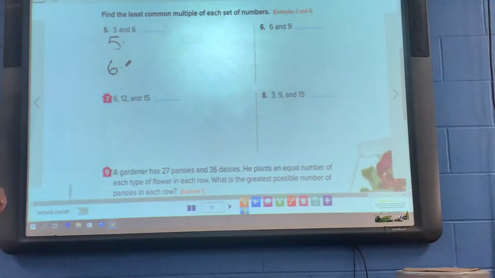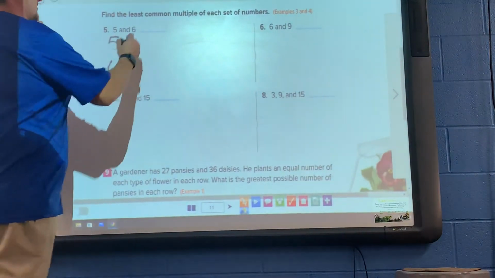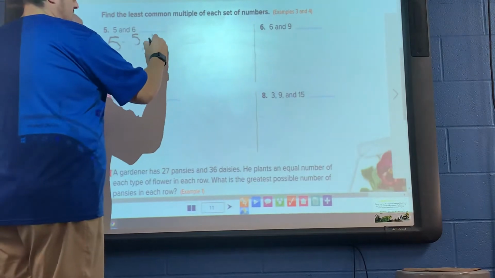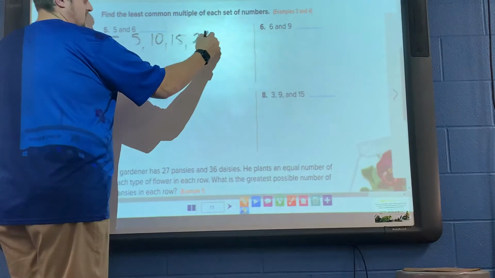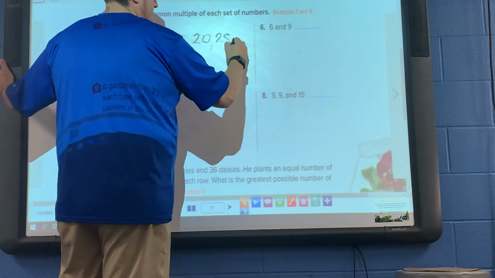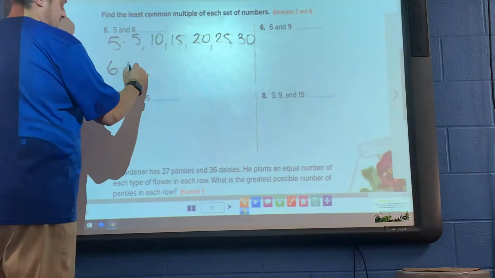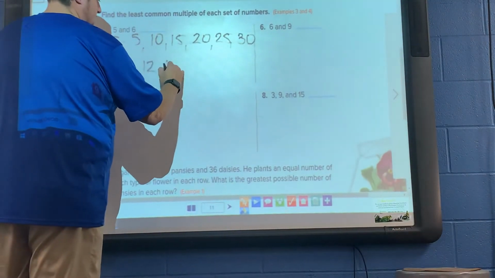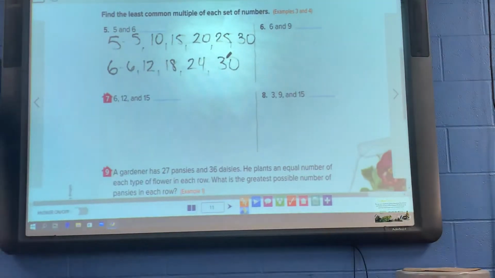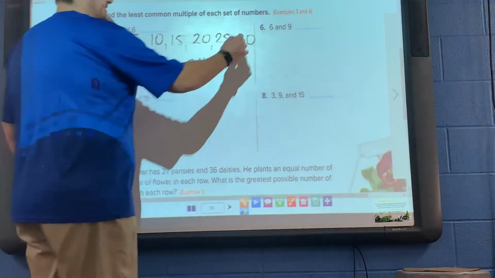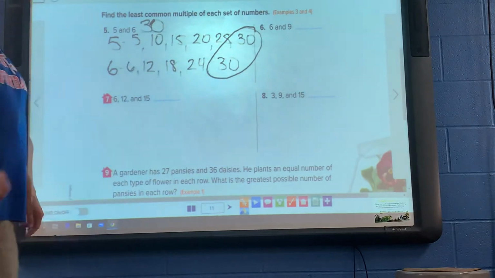Okay. So on 5 and 6, we start with the multiples. So 5 times 1, 5. 5 times 2, 10. 5 times 3, 15. 5 times 4, 20. 5 times 5, 25. 5 times 6, 30. Okay, 6 now. 6 times 1, 6 times 2, 6 times 3, 6 times 4, 6 times 5. So if you look, we don't share anything until 30. So 30 is your least common multiple.